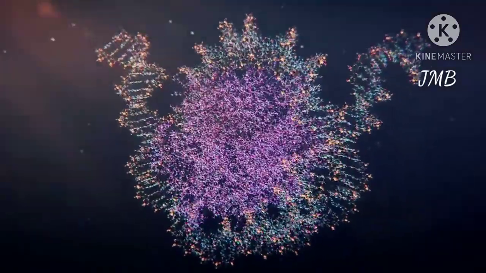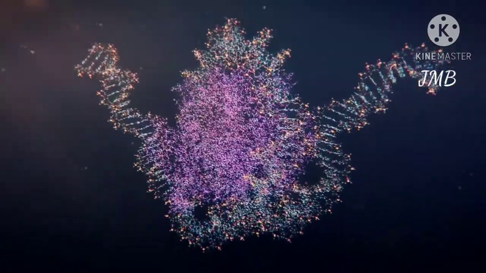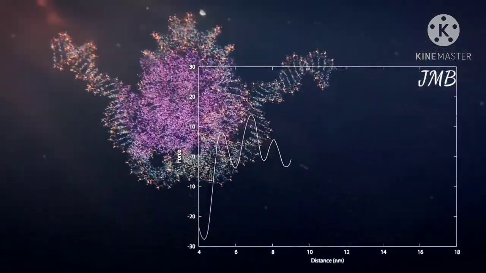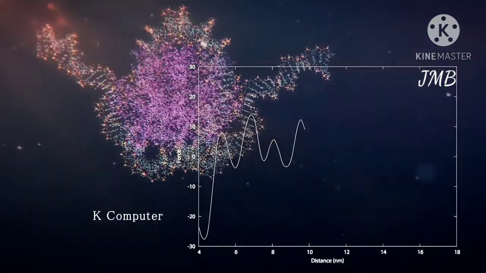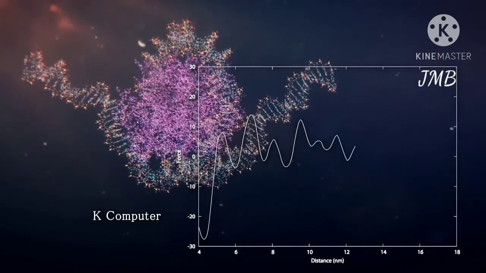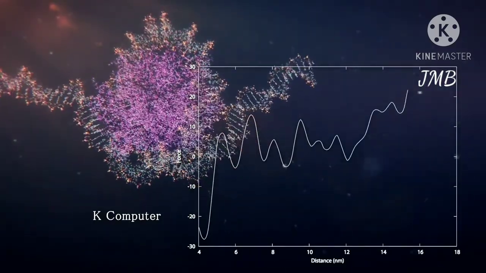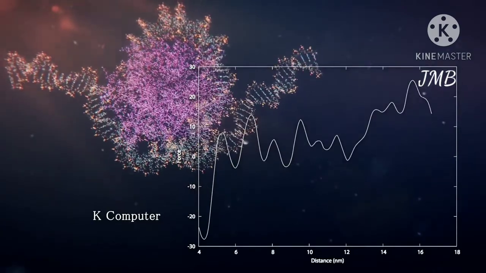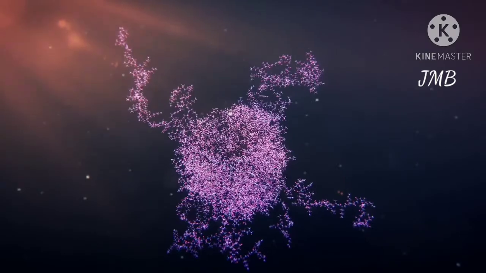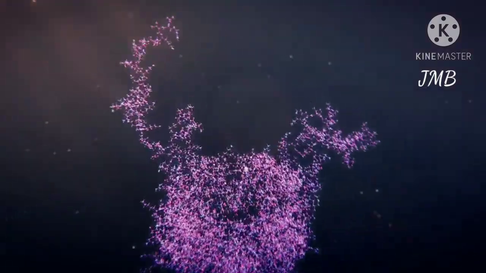For the genetic information to be read, the DNA has to be unwrapped from the histones. K-computer has made it possible, for the first time ever, to calculate the force required at the atomic level to unwrap the DNA. It is also known that changes in histone state can alter DNA fluctuation.